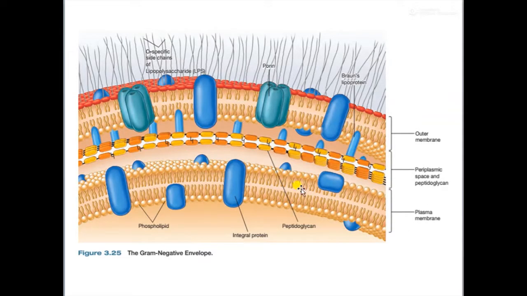So just look here. If you want to attach this outer membrane onto the underlying peptidoglycan layer, either you can have some proteins called Braun's lipoprotein.